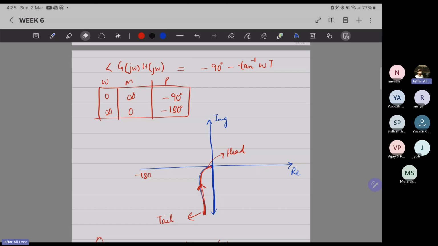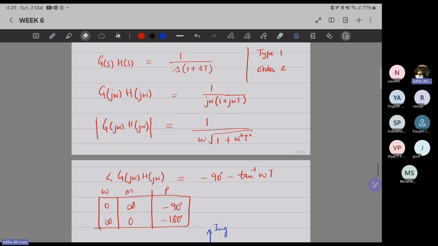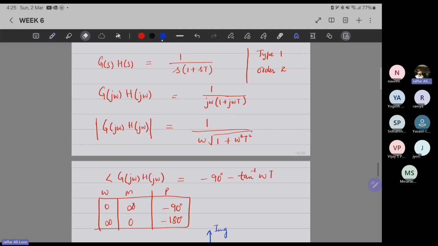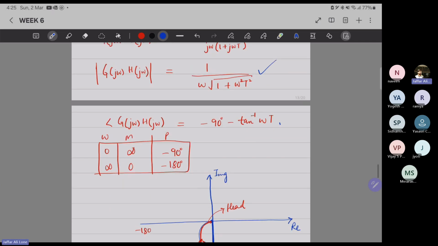This is a type 1 and order 2 system, where I have to draw a polar plot. In a polar plot, we draw the magnitude and phase of G(j omega) H(j omega) with respect to frequency. As we vary omega from 0 to infinity, we see the relationship between magnitude and phase and plot that. I have calculated the magnitude here and the phase here. Then I put in omega and vary it from 0 to infinity.